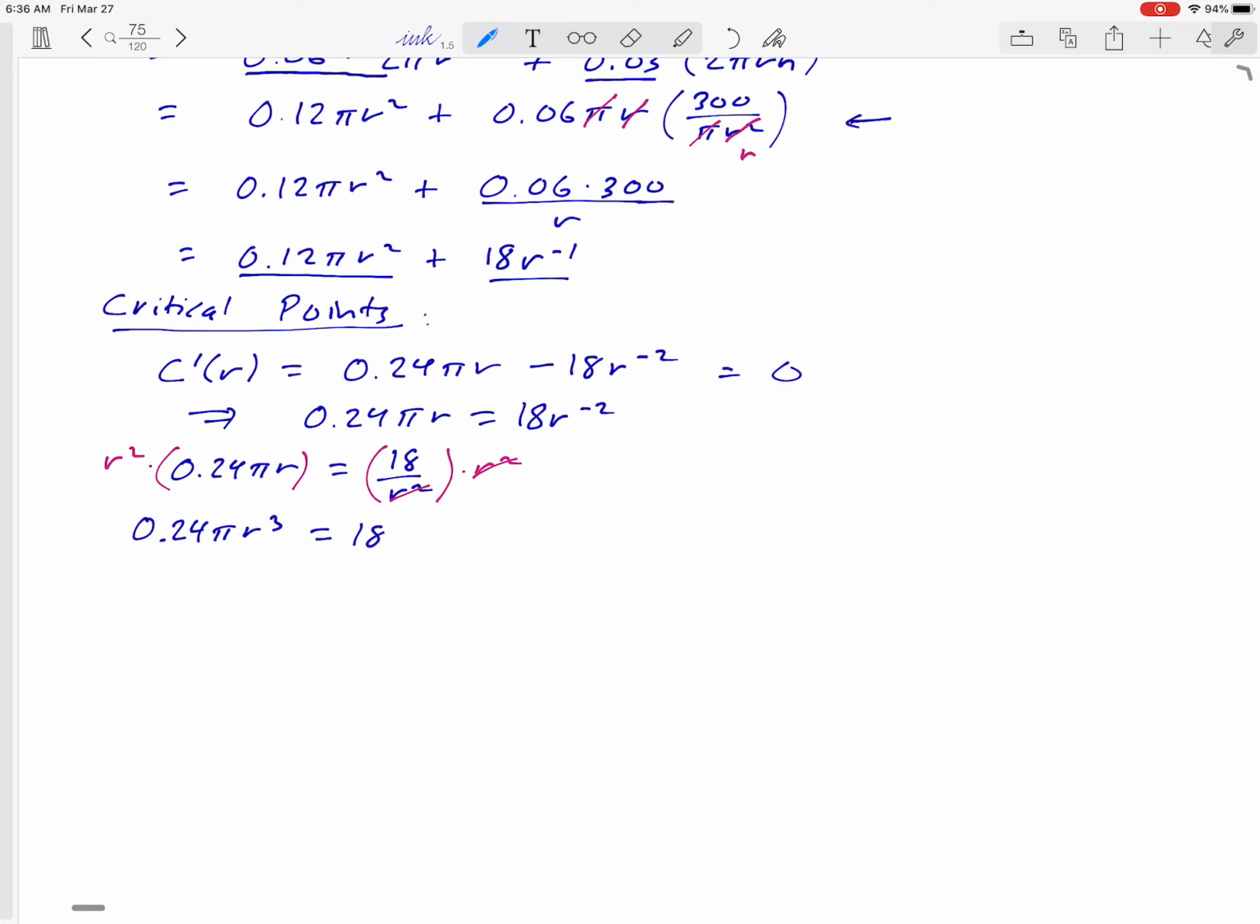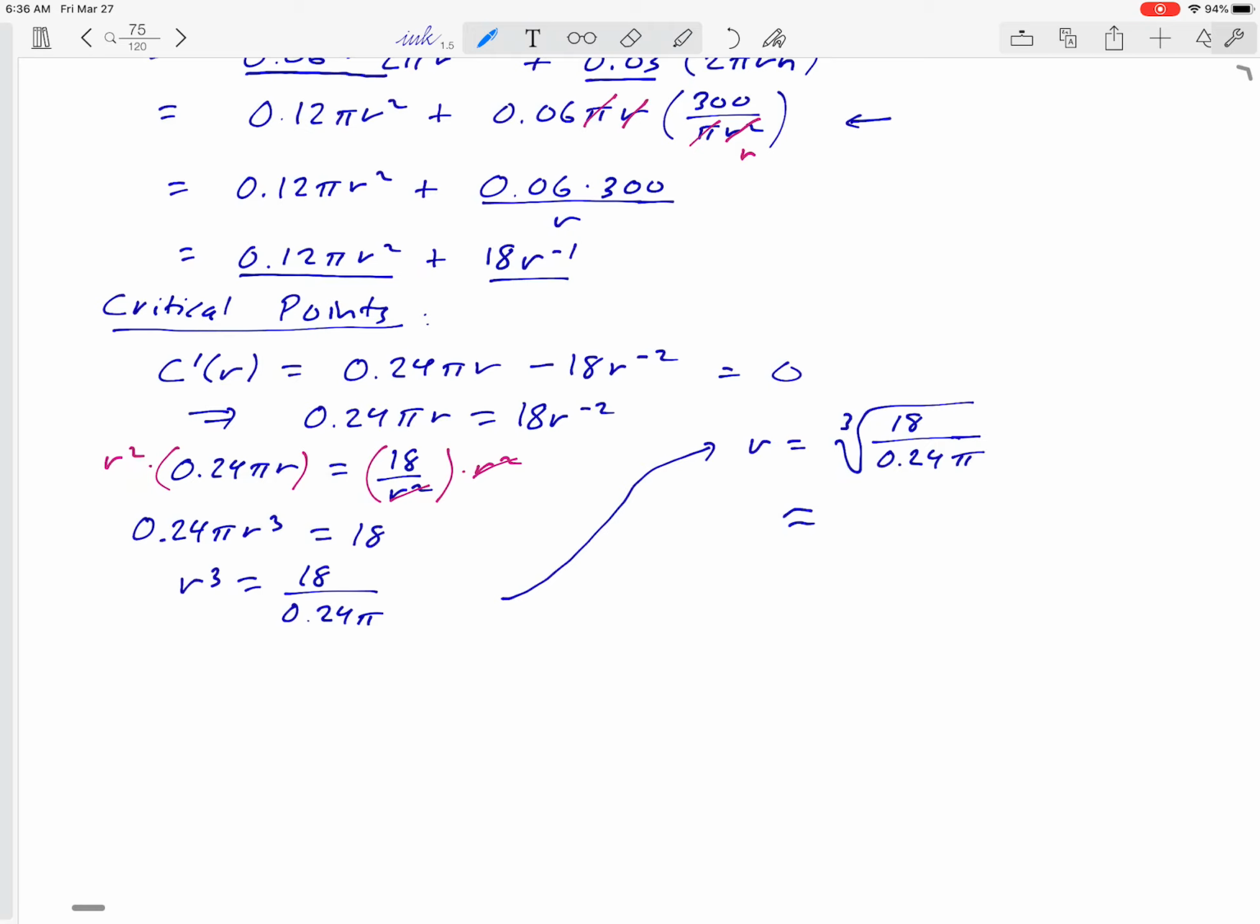Okay, and sorry to keep scrolling on you here, but I just keep needing more space. This is a long problem. Okay, so we need to solve for r here. So we'll take 18 and divide it by 0.24 pi. And how do you solve for r in a situation like this? Well, we've got an r cubed, so we really need to take the cube root of both sides. So if we do that, we're going to get r equals the cube root of this entire fraction, 18 over 0.24 pi.